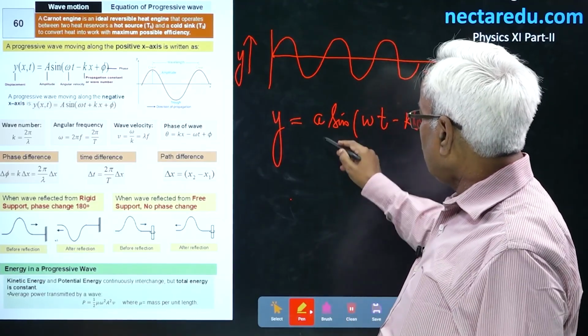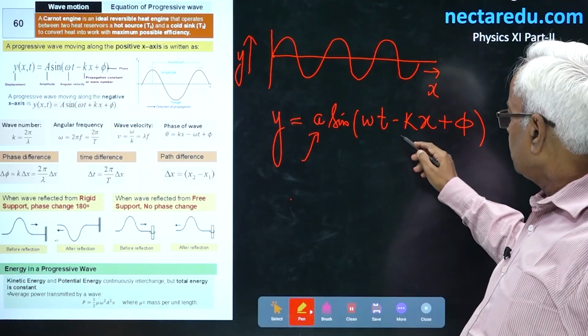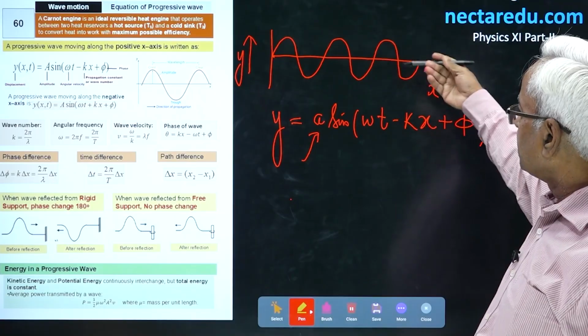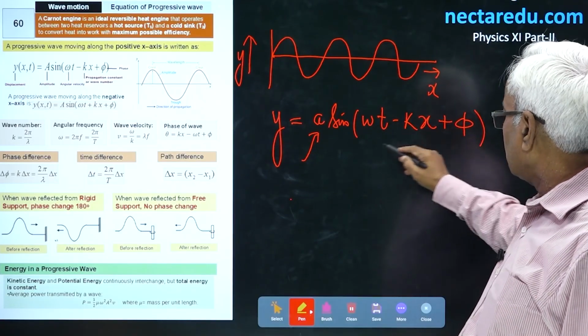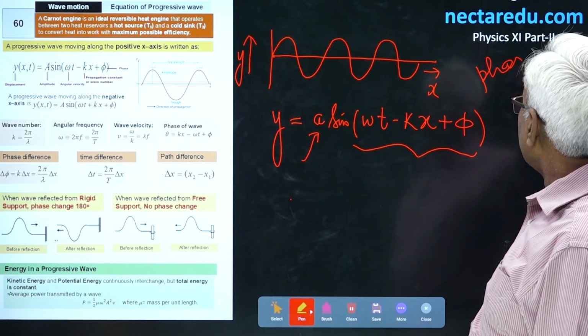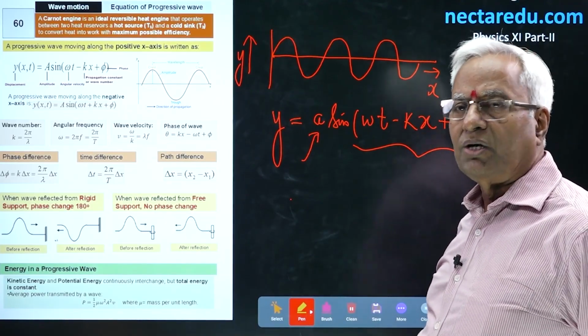You see, A would be called amplitude. Here, when I'm using the minus sign, it means the wave is propagating along the plus x-axis. ωt − kx + φ, this as a whole would be known as phase. That is called the phase of the particle in oscillation.